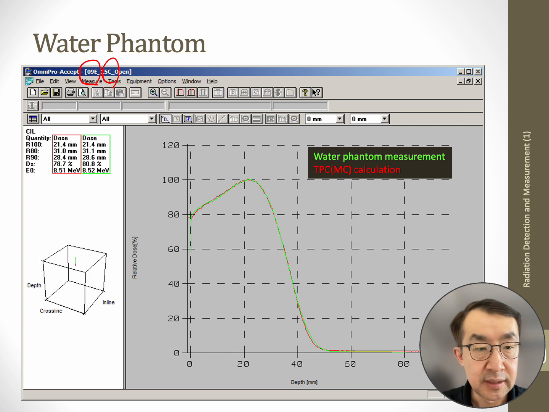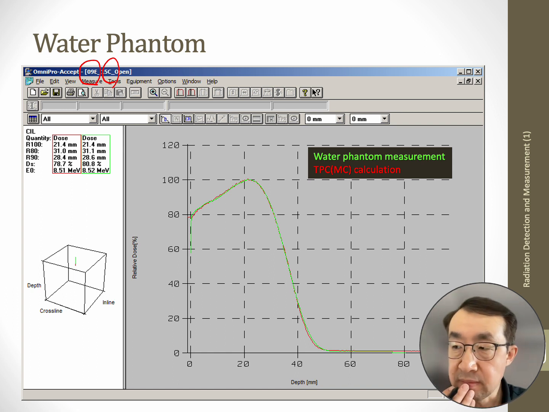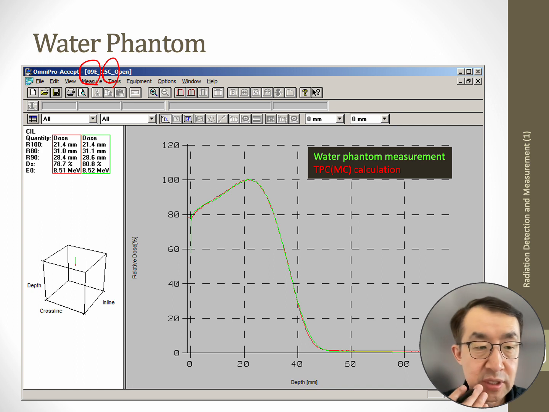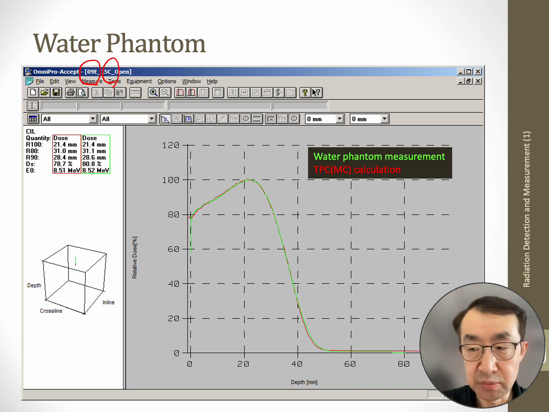So 9 MeV. We don't usually do this every month or anything, but this is a typical part of machine commissioning. When you purchase a new machine, or after some major component replacement or service, you want to measure this percent depth dose and characterize your machine, and then you compare that against your treatment planning system calculation.